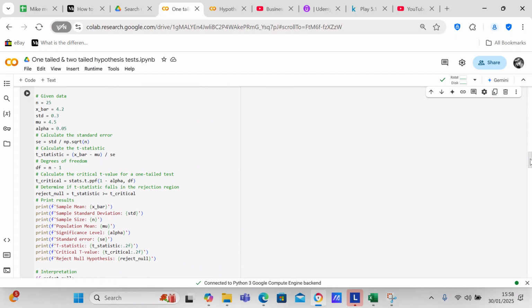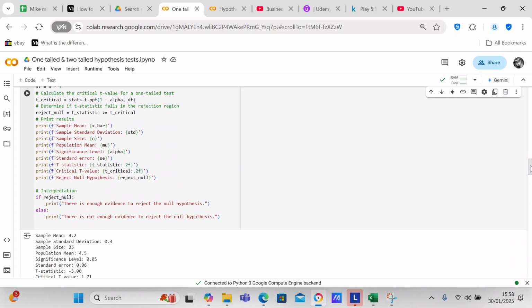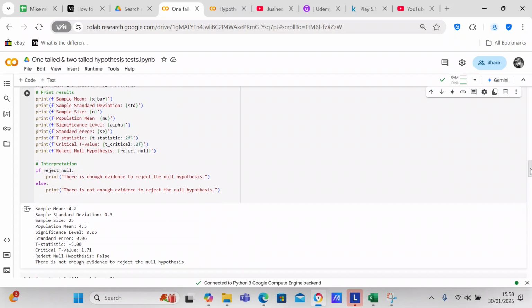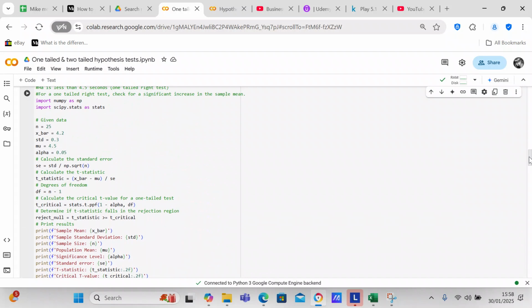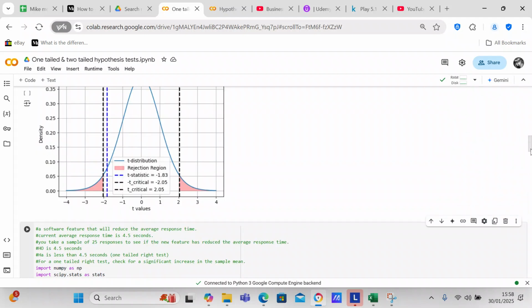And we're going to calculate the standard error, which is STD over np.sqrt(n). So let's see what our standard error is: 0.06. We're going to calculate the t-statistic. So your t-statistic equals x bar minus mu divided by SE. So we're going to see what our t-statistic is.